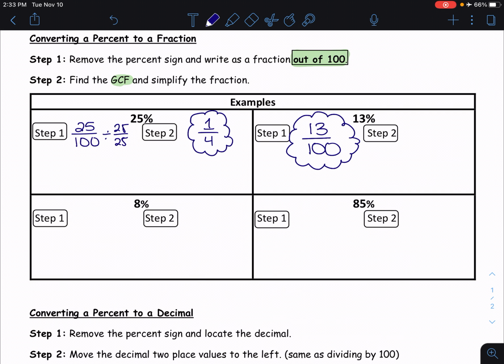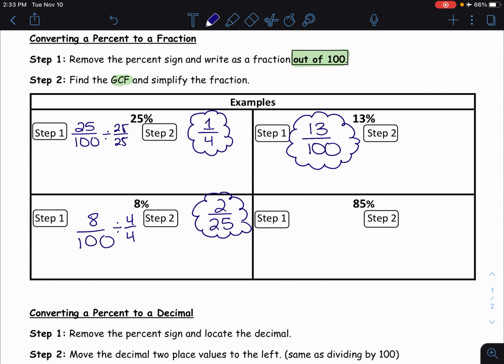For step one, for 8%, I'm going to start by writing 8 over 100. Okay, this is not like decimals to fractions. When it has a percent sign, you write that percent over 100. 8 and 100, their greatest common factor is 4. Many of us may start by dividing by 2, and I can show that as an example as well. So 8 divided by 4 is 2, and 100 divided by 4 is 25. So 2 over 25 is going to be my simplest fraction.